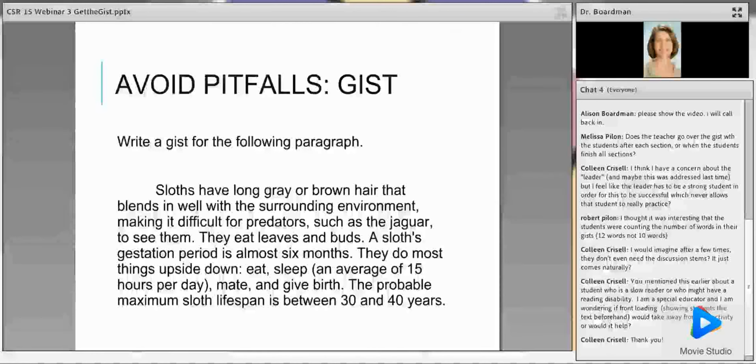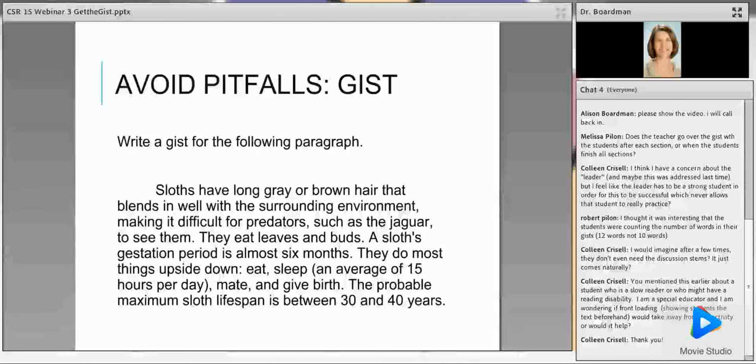So this paragraph is about our friend the sloth. Sloths have long gray or brown hair that blends in well with the surrounding environment, making it difficult for predators such as the jaguar to see them. They eat leaves and buds. A sloth's gestation period is almost 6 months. They do most things upside down: eat, sleep, an average of 15 hours per day, mate, and give birth. The probable maximum sloth lifespan is between 30 and 40 years.